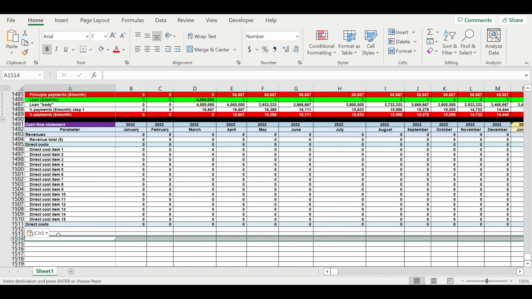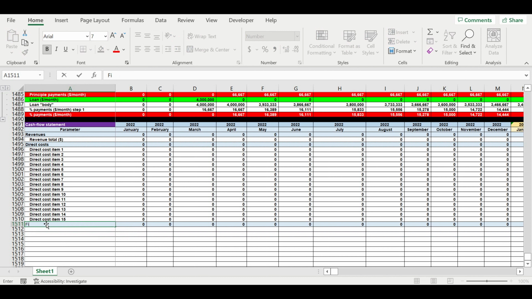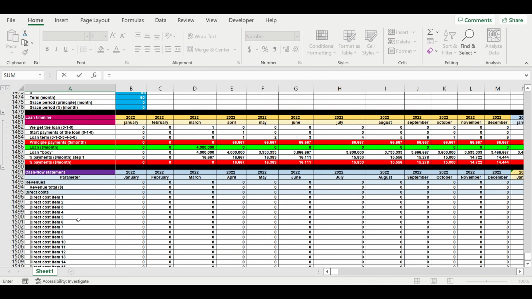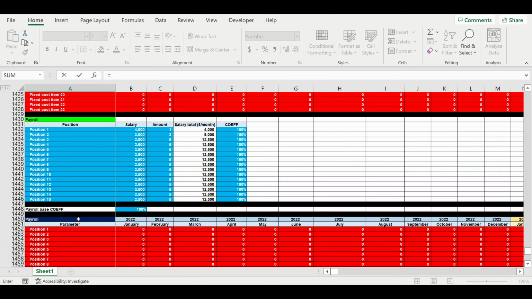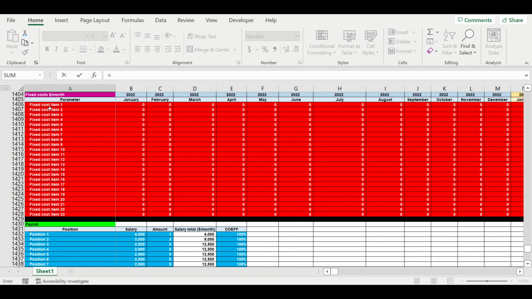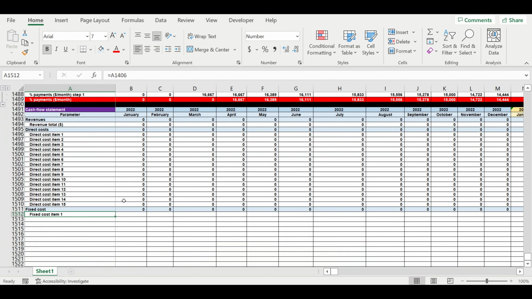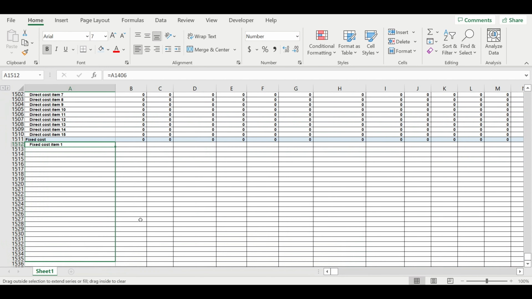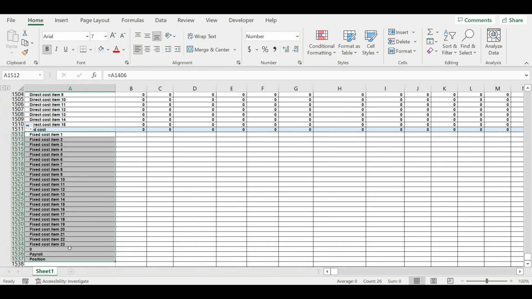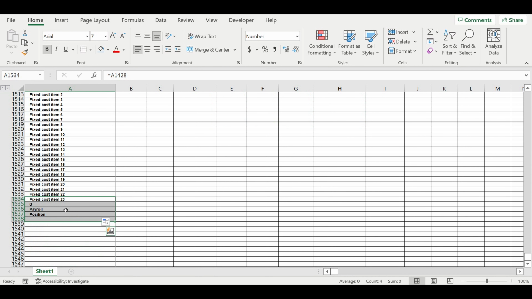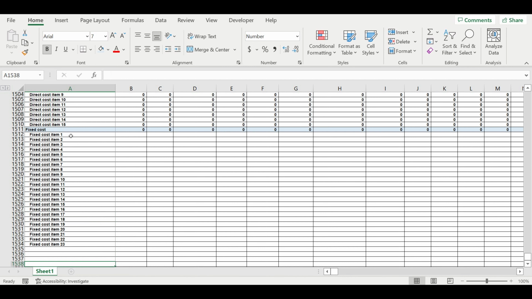These are fixed costs. Fixed costs we will take from here. So in this table, everything is optimized. We don't put any data here. So only formulas.